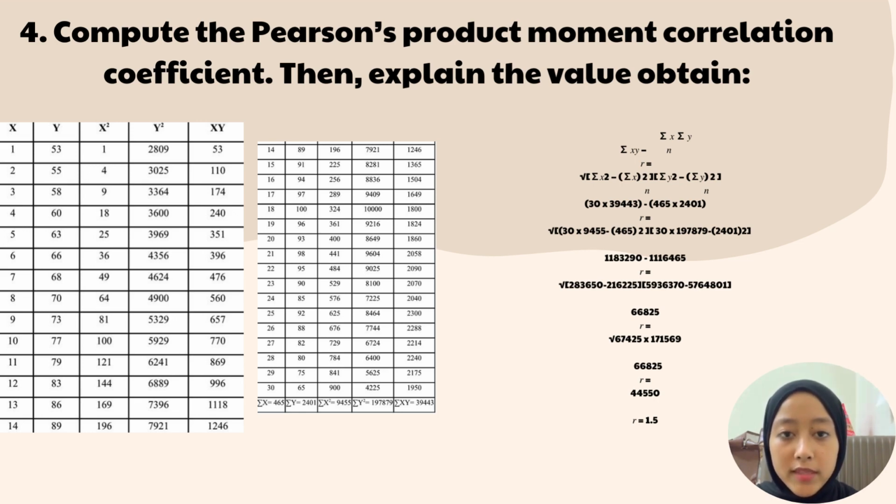My part is to compute the Pearson product moment correlation coefficient and explain the value obtained. First, we need to use the formula shown below and enter the required numbers like the sample size, which is 13, and the total of x and y. Then the total of x squared and y squared, and lastly the total of xy. Enter everything into the formula, and the final answer you get is 1.5. The Pearson product moment correlation coefficient suggests a perfect positive linear relationship between study hours and examination mark. That's all for my part.